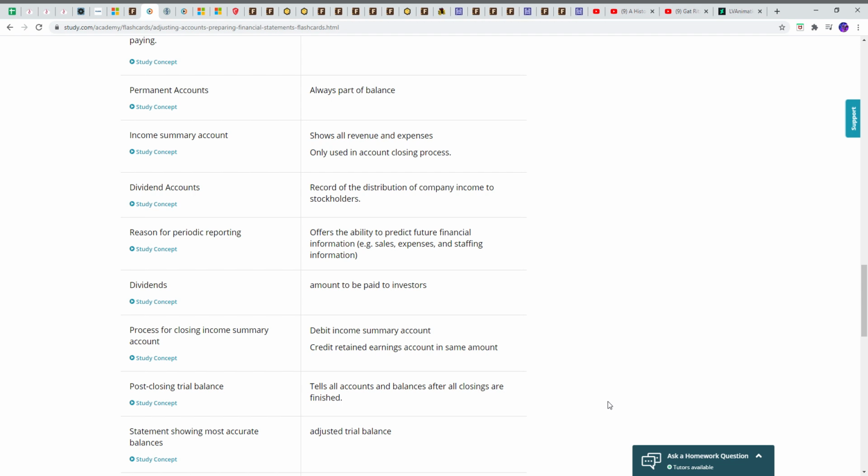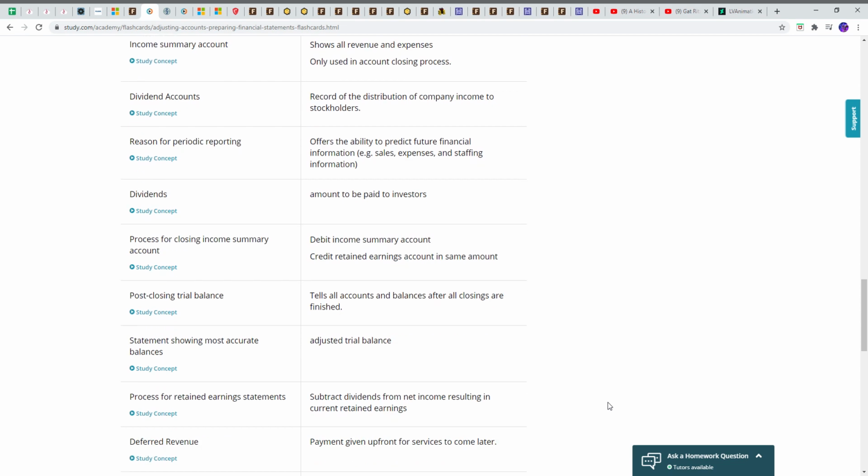Reason for periodic reporting: it offers the ability to predict future financial information, i.e. sales, expenses, and staffing information. Dividends: the amount to be paid to investors.